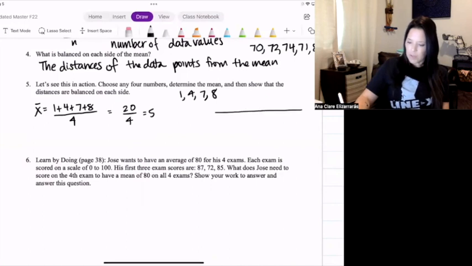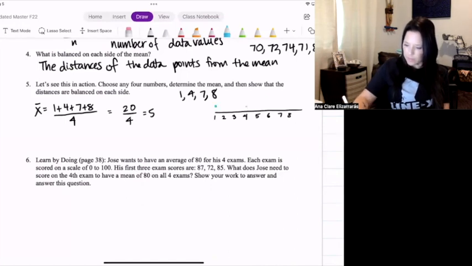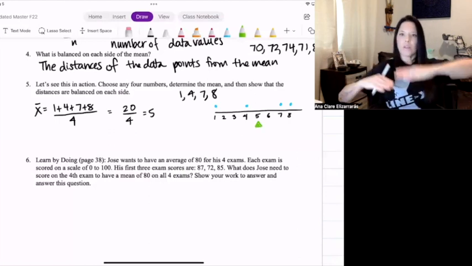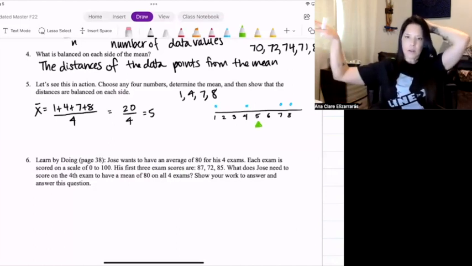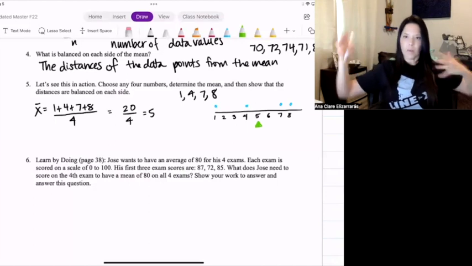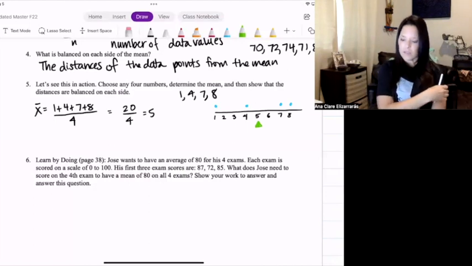If I drew a number line, and I had each of these data points represented, and the mean represented by some balancing object here, those distances are balanced. Even though 7 and 8 are kind of close together and 1 and 4 are far apart, let's figure out what the distances are.